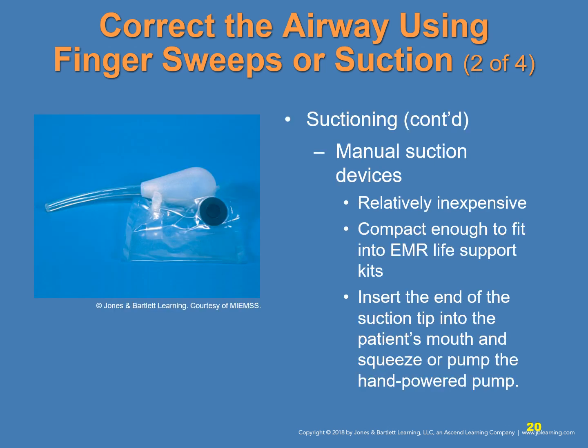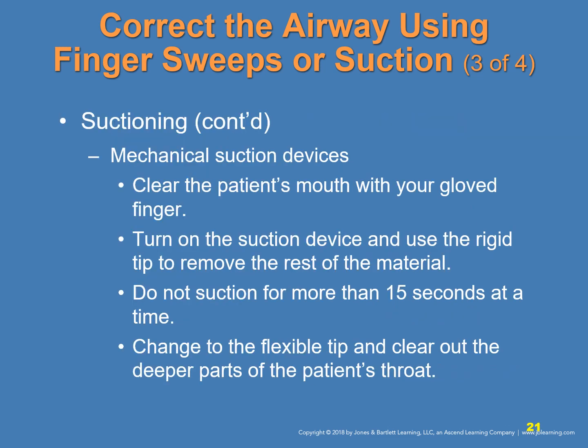Manual suction devices. These devices are relatively inexpensive and are compact enough to fit into the EMR life support kits. Insert the end of the suction tip into the patient's mouth and squeeze or pump the hand-powered pump. Mechanical suction devices. Use either a battery-powered pump or an oxygen-powered aspirator to create a vacuum. Such a device draws the obstructing material from the patient's airway.